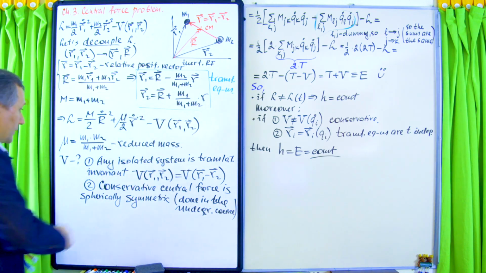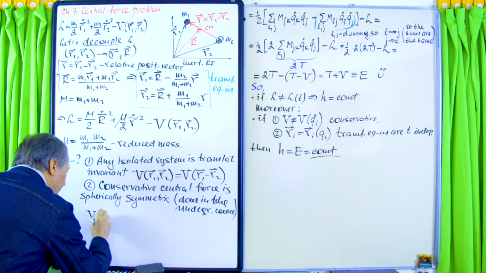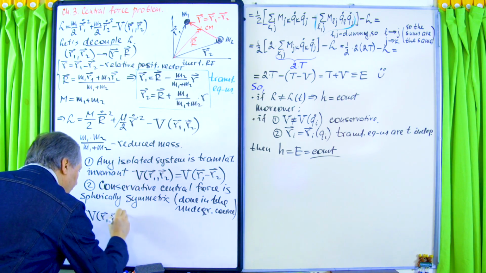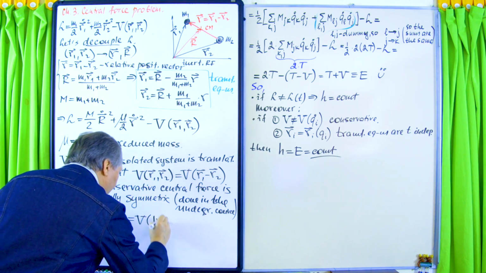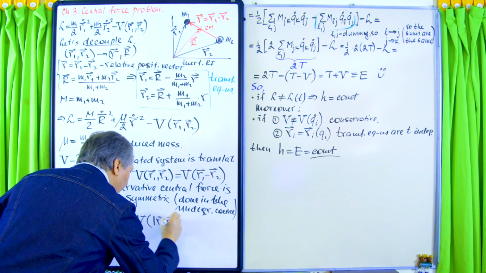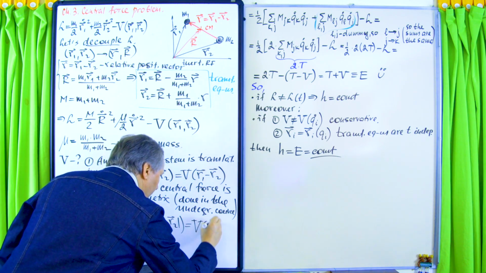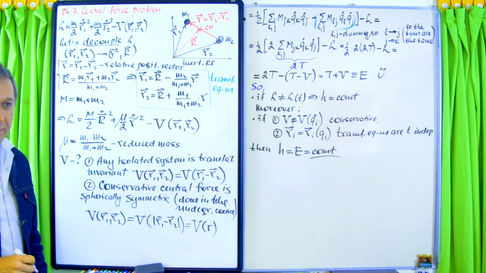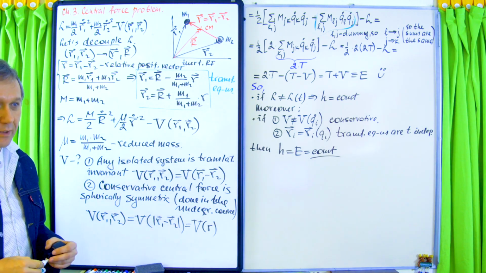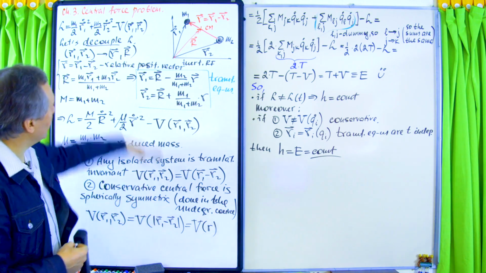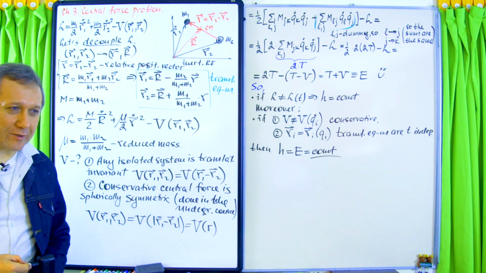Okay, so as a result, we can write that V, which was originally a function of R1 and R2, can be written as V as a function of the absolute value of R1 minus R2, which is V of R, just the magnitude of the relative position vector. Okay, now I should have mentioned it before I started writing the Lagrangian.